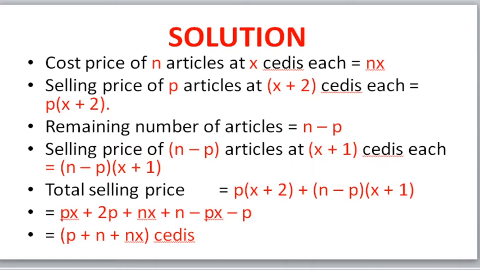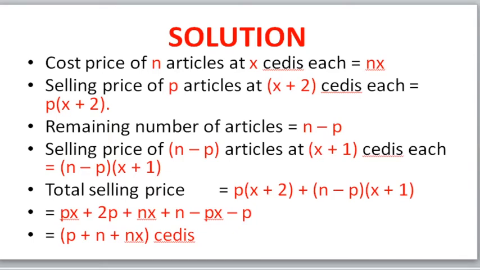So, to get the remaining, you are going to use your n minus p, and multiply it by s plus 1, which is the amount. Because they say each, we are going to multiply. So the selling price for the remaining one is n minus p in a bracket on its own, then s plus 1, which is the amount, in another bracket.